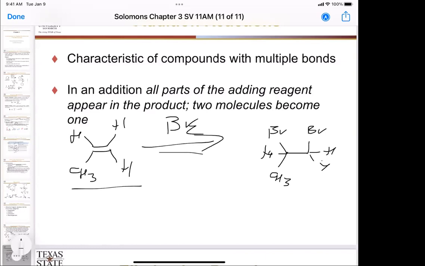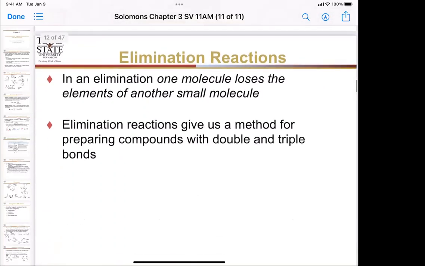Substitution, we had two things, we ended up with two things. Addition reaction, we started with two things, we ended up with one. Okay, so that means that if we have elimination reactions, we start with one thing and we end up with two.